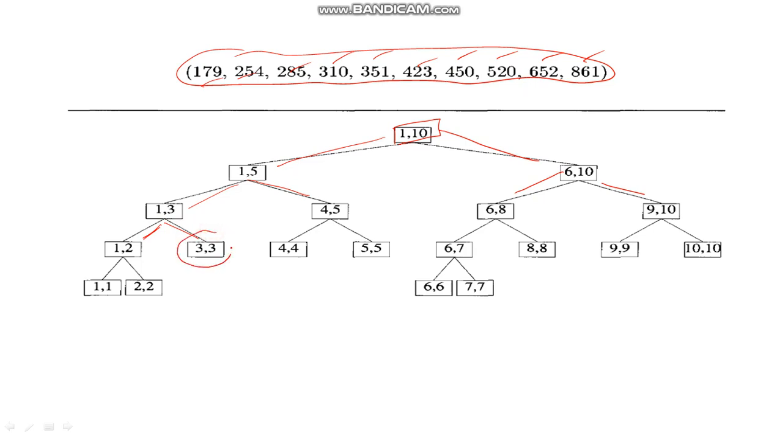Now here there is a single element and it is sorted. Here there is a single element, it is sorted. Here there is a single element, that is sorted. At all edge locations now there are single elements, and they are already sorted.